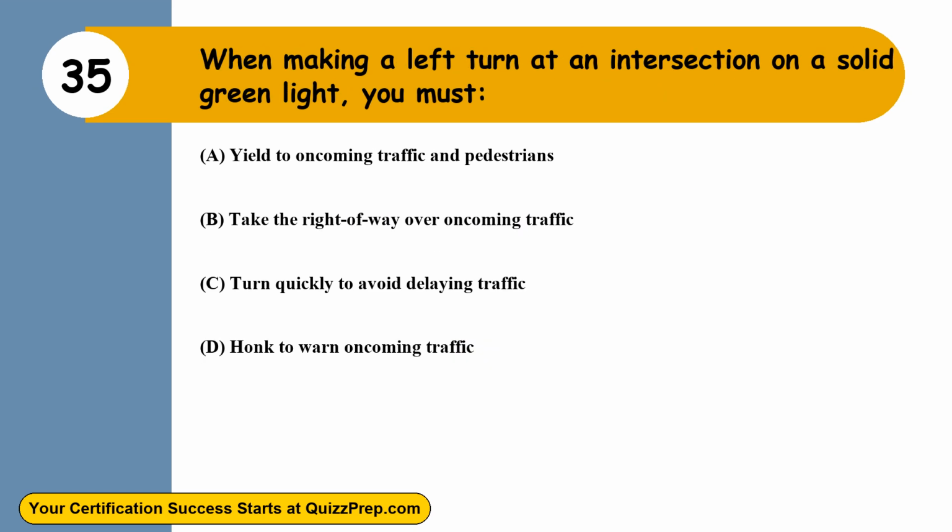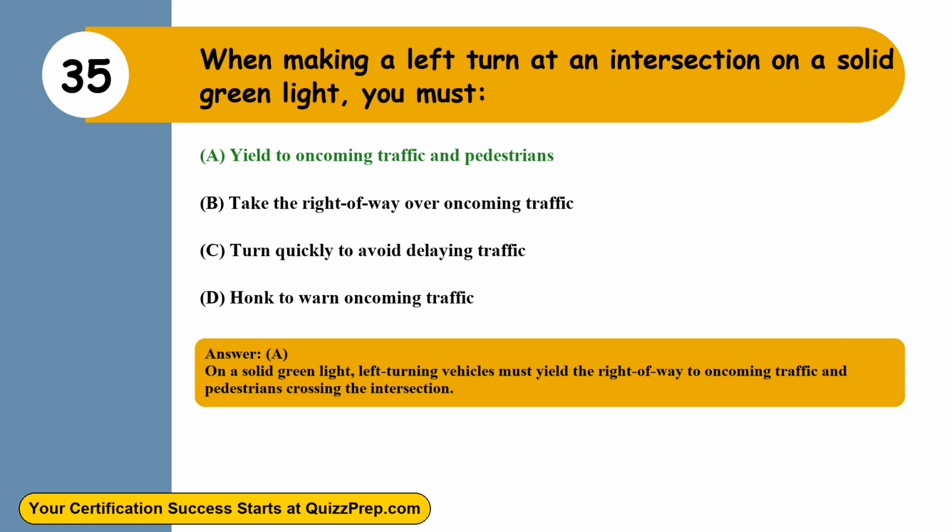Question 35. When making a left turn at an intersection on a solid green light, you must: Option A, yield to oncoming traffic and pedestrians. Option B, take the right-of-way over oncoming traffic. Option C, turn quickly to avoid delaying traffic. Option D, honk to warn oncoming traffic. The correct answer is option A. Yield to oncoming traffic and pedestrians. On a solid green light, left-turning vehicles must yield the right-of-way to oncoming traffic and pedestrians crossing the intersection.